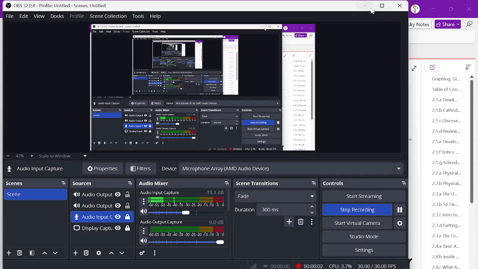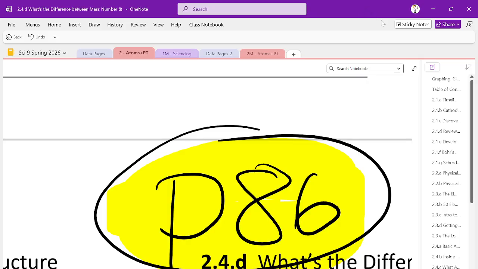Testing 1, 2, 3. Okay, it's working. Yay. All right, folks, we're going to be on page 86. 86.